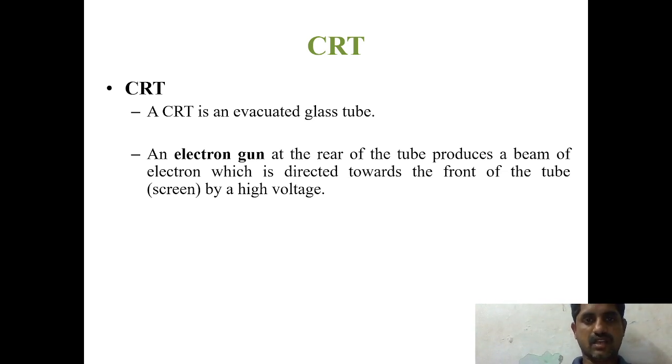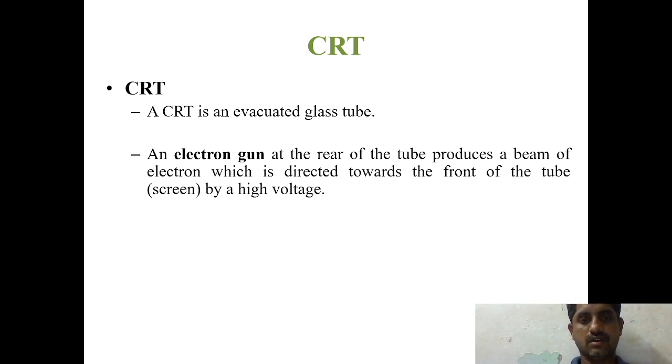A CRT is an evacuated glass tube. An electron gun at the rear of the tube produces a beam of electrons which is directed towards the front of the tube by high voltage. So we are using the electron gun at the rear of the tube to produce a beam of electrons, which is directed to the front of the tube.